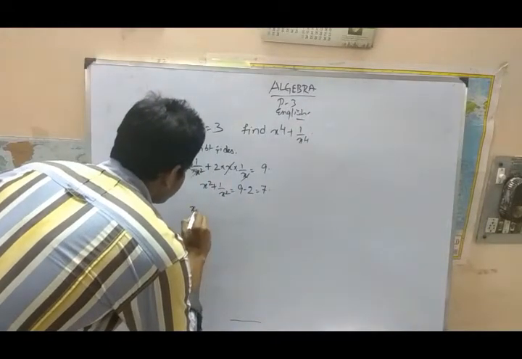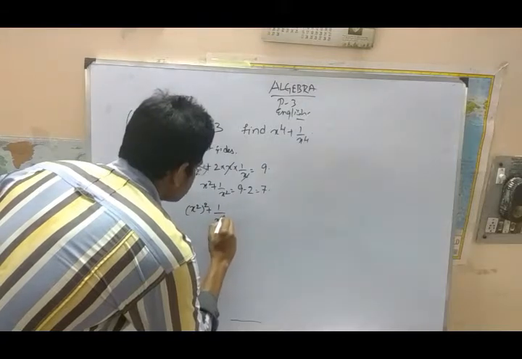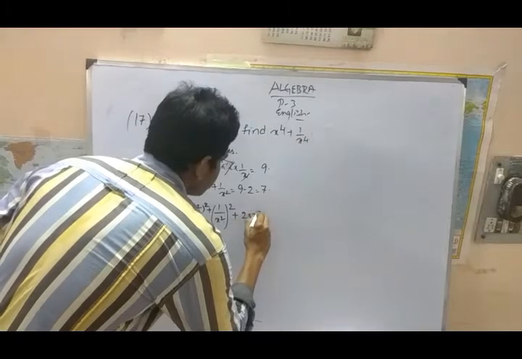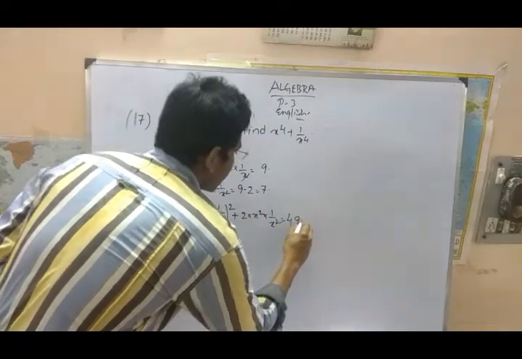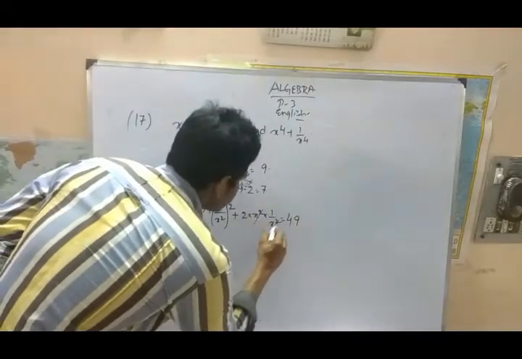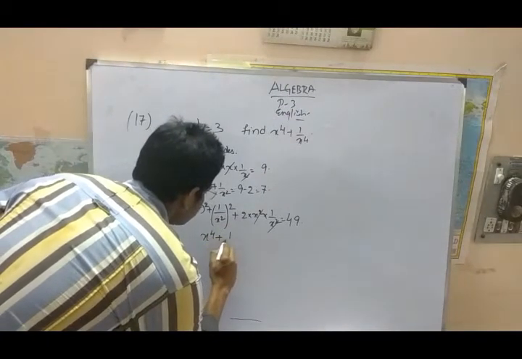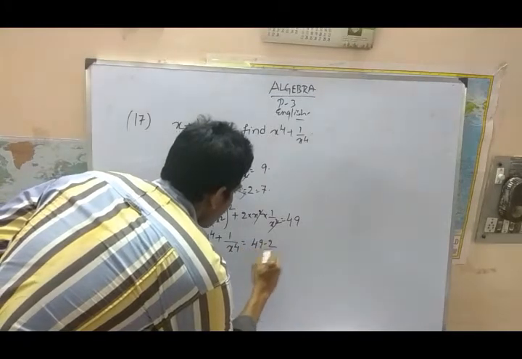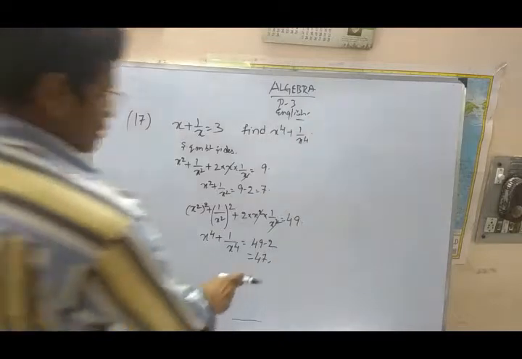So again, if we do x square whole square plus 1 by x square whole square plus 2 into x square into 1 by x square equal to 7 square, 49. So x square and x square get cancelled. So what we have now? x power 4 plus 1 by x power 4 equal to 49 minus 2, 47. This is the answer which we require.